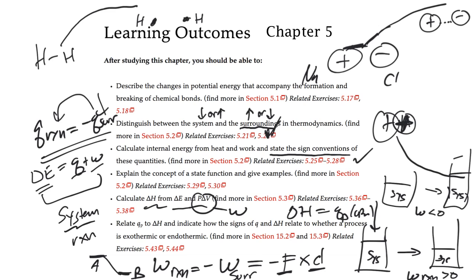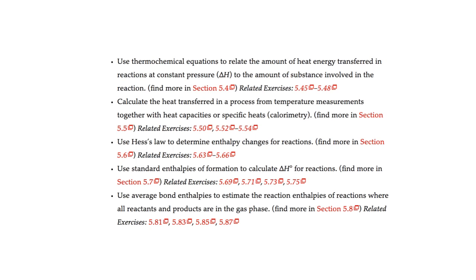We have some more learning outcomes on the next slide for Chapter 5. So here are some more learning outcomes for Chapter 5. Use thermochemical equations to relate the amount of heat energy transferred in reactions at constant pressure, delta H, to the amount of substance involved in the reaction.